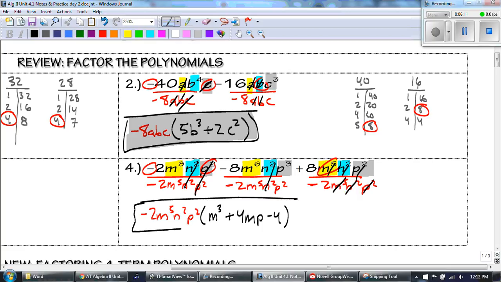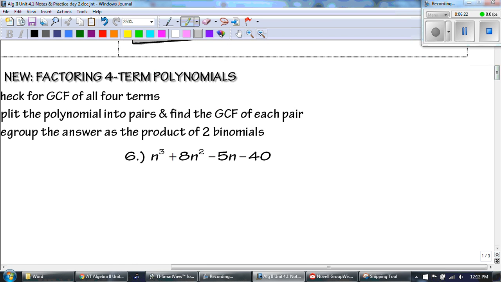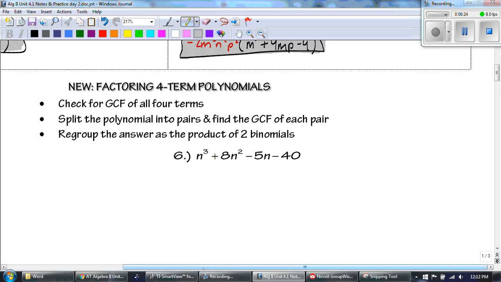All right. So the hardest thing about this, guys, is just paying attention to all of those exponents. Okay? All right. So today we're talking about 4-term polynomials.